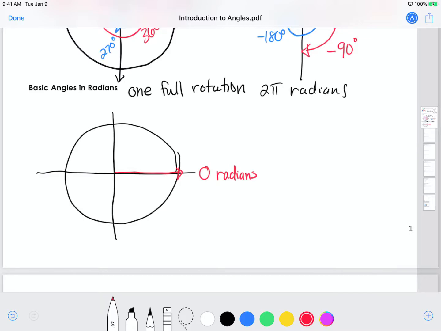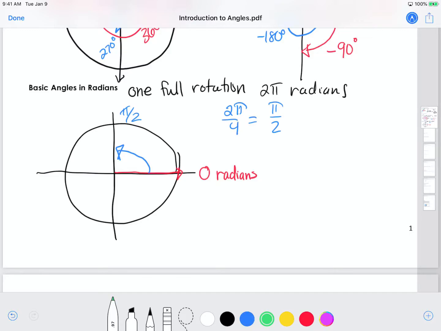Just like 0 degrees. If it doesn't open anything, you have a measure of 0. But now, if I want to see what my angle would be in radians if I open 1/4 of a full swing, I would take 2 pi and divide by 4. That would give me pi over 2, a half pi. So if I swing open 1/4 of the circle, that's an angle of pi over 2 radians.